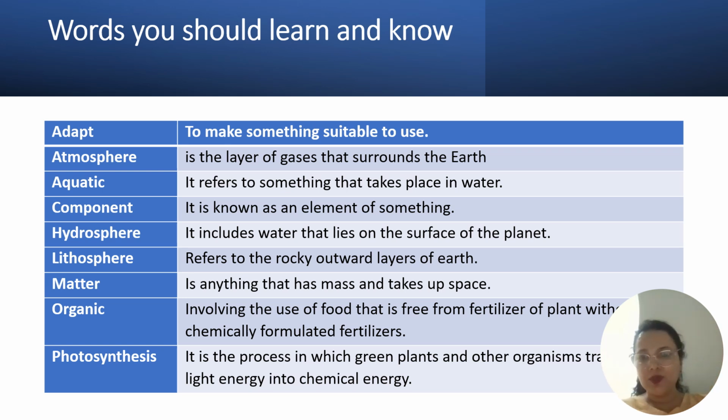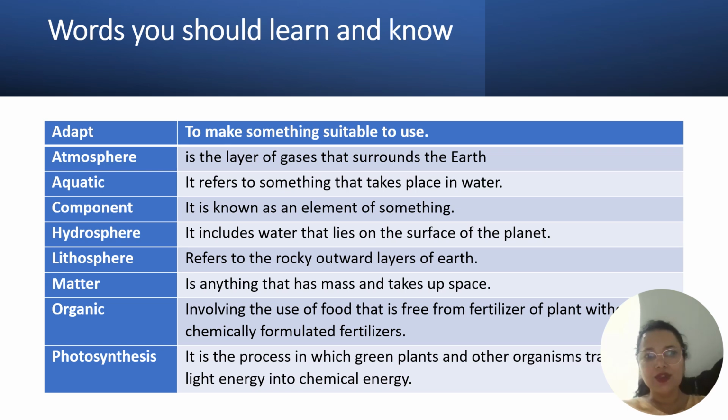Adapt. Adapt means to make something suitable. Atmosphere is all the gases on the earth. Aquatic has to do with all the water on the earth. Component is basically the elements that make up something. Like, for example, in grade 6 natural sciences, you learned about the electric circuit and about the wires and the cells, all components that made up the electric circuit.